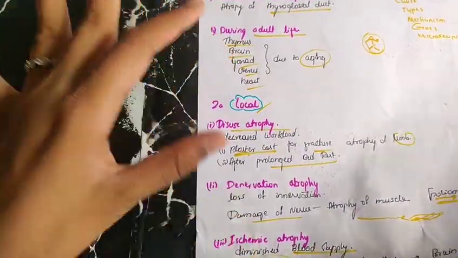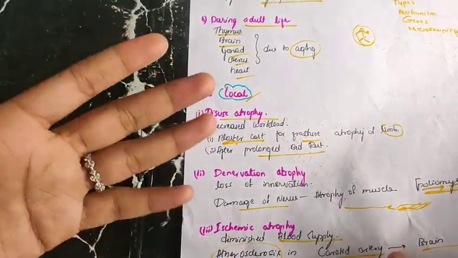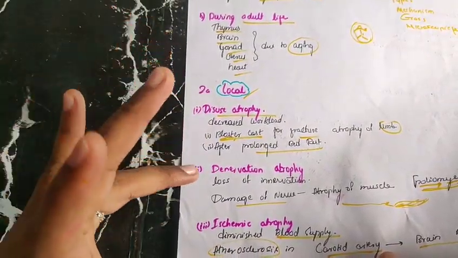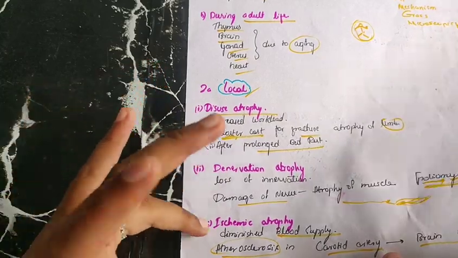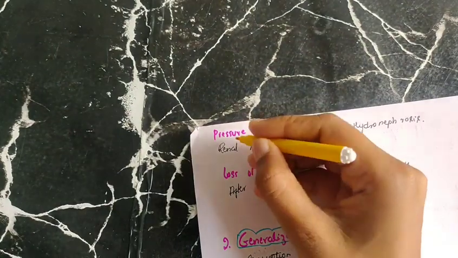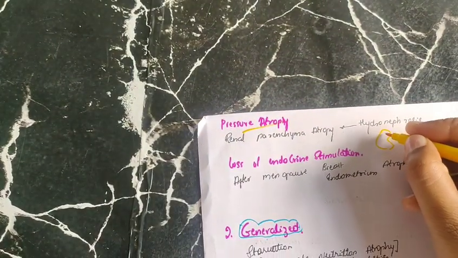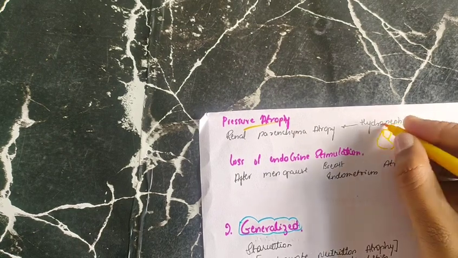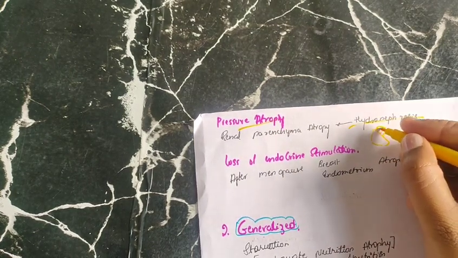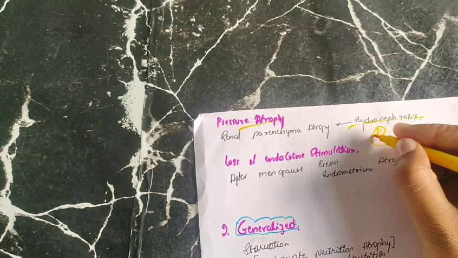Till now we discussed 3 localized atrophies: disuse atrophy, denervation atrophy and ischemic atrophy. The other localized atrophy is pressure atrophy. Consider this as a kidney. Because of heavy water retained in the kidney, it causes hydronephrosis. In hydronephrosis, this water applies pressure on the kidney.